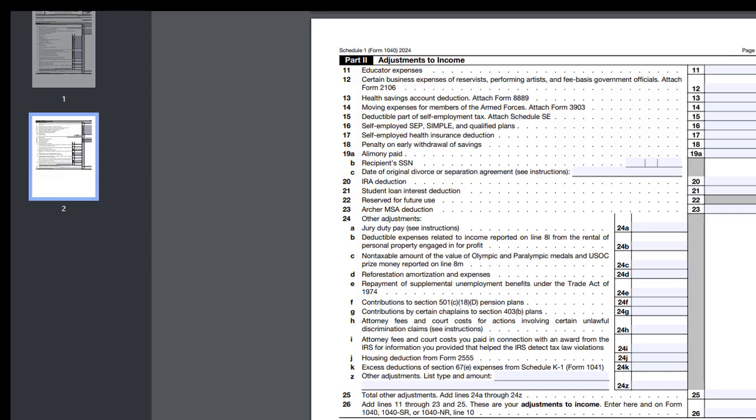Before we get to our PowerPoint slides, we're talking about those things that are subtracted to get AGI. So these are what we referred to earlier as for AGI, or above-the-line deductions. There's a very limited number of them. They are all on Schedule 1, Part 2, as you see on your screen.